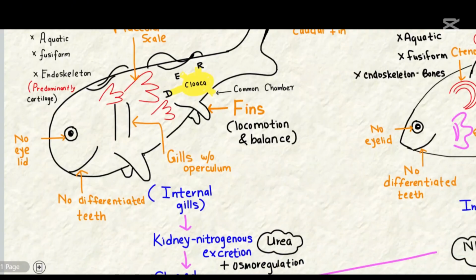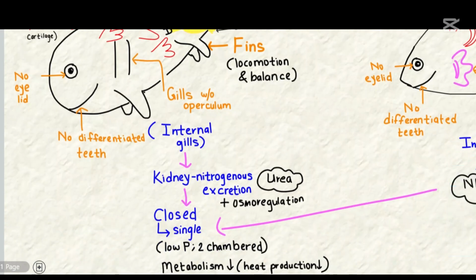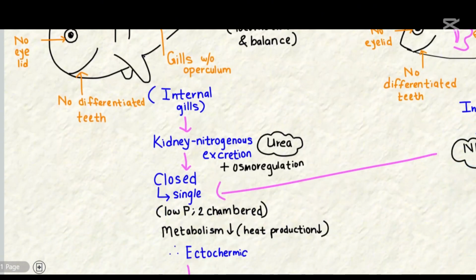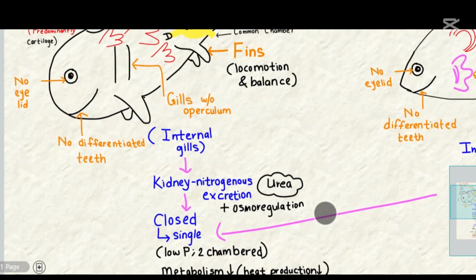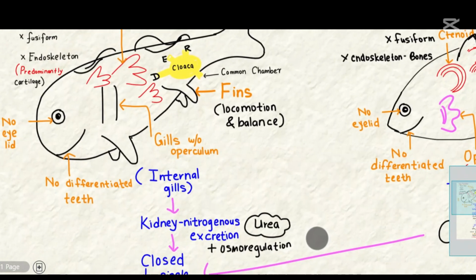So these animals have internal gills. Internal gills are there, but they are not covered with any sort of flap, like you can see here. So these gills are going to be without operculum. Then moving on, after you respire, you're going to produce some waste products also, right? So these waste products, we can come to the excretion topic here. So they have urea as the main waste product, and nitrogen excretion and osmoregulation is done by the kidney.